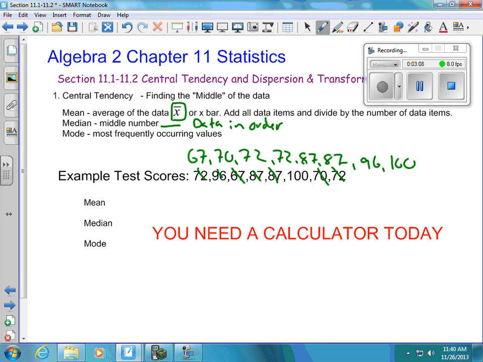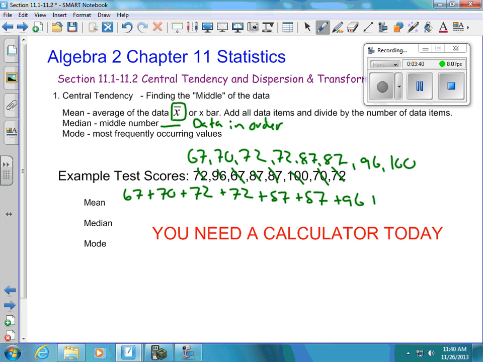Count, make sure that you have the same amount after you rearrange them. 1, 2, 3, 4, 5, 6, 7, 8. 1, 2, 3, 4, 5, 6, 7, 8. So they appear to be accounted for. The mean is adding them all up and dividing by how many you have. You wouldn't need them in order for this, but since I already put them in order, I'm just going to use the ordered one. The mean doesn't depend on the order, since you're adding them all up.